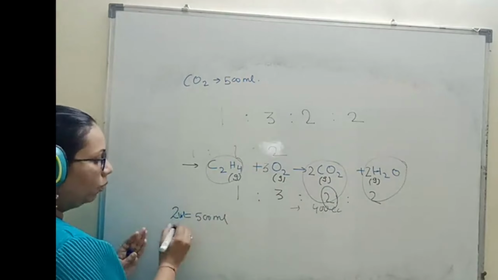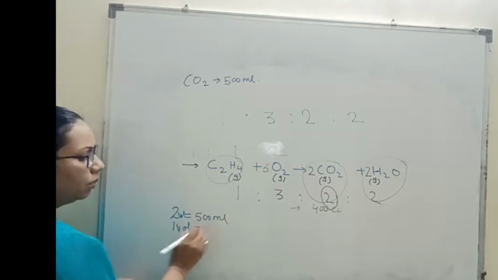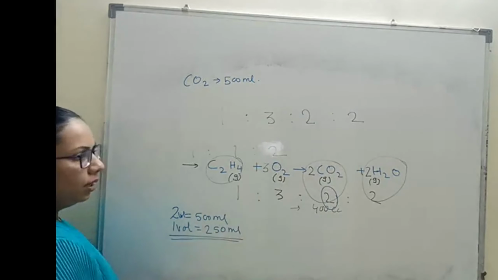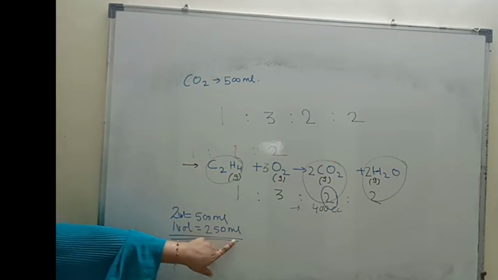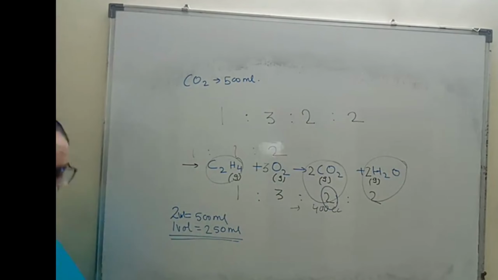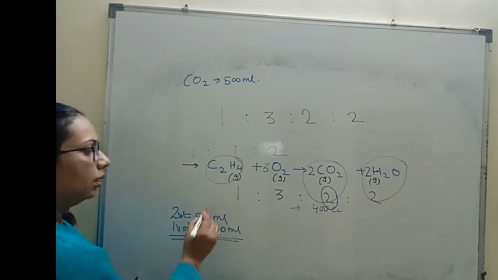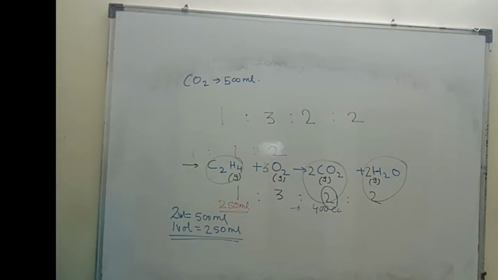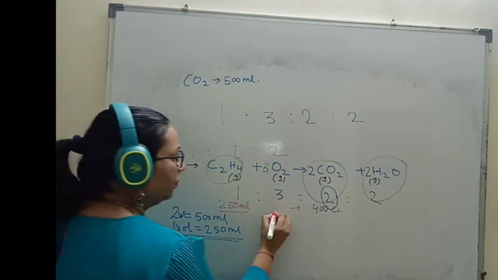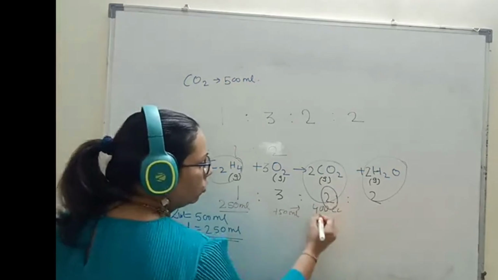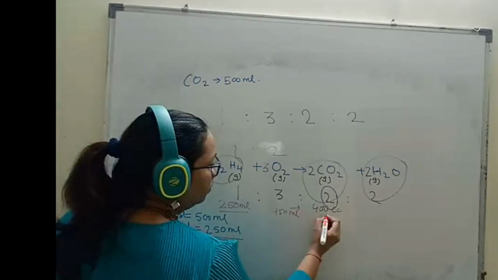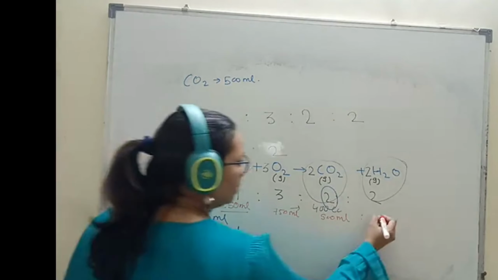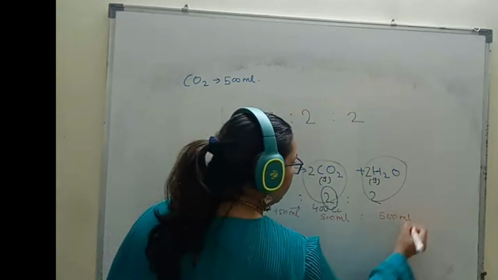So you should always take 1 volume from that. 1 volume will be how much? 250 ml. Okay, now you know the value of 1 volume. How much ethene is used? Correct. 250 ml ethene is used. Oxygen is 750. Correct. That is right. And water is also 2, that is total 500 as per the sample. And correct, that's going to be 500 ml.